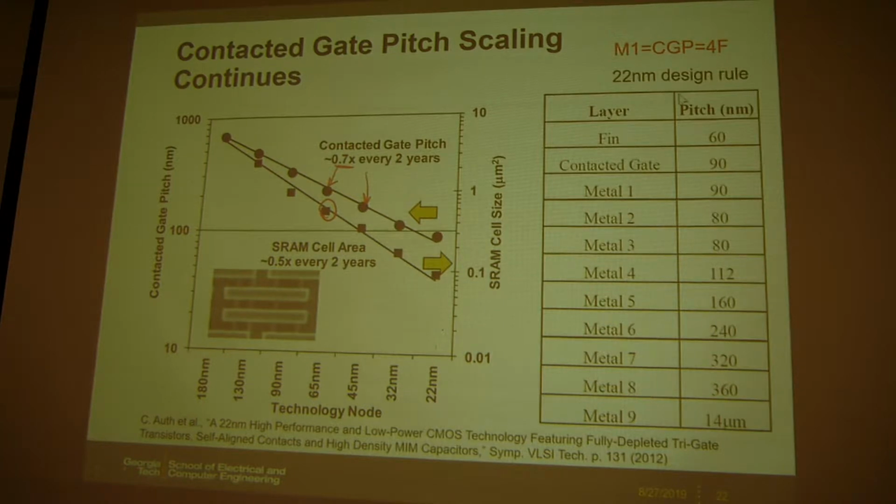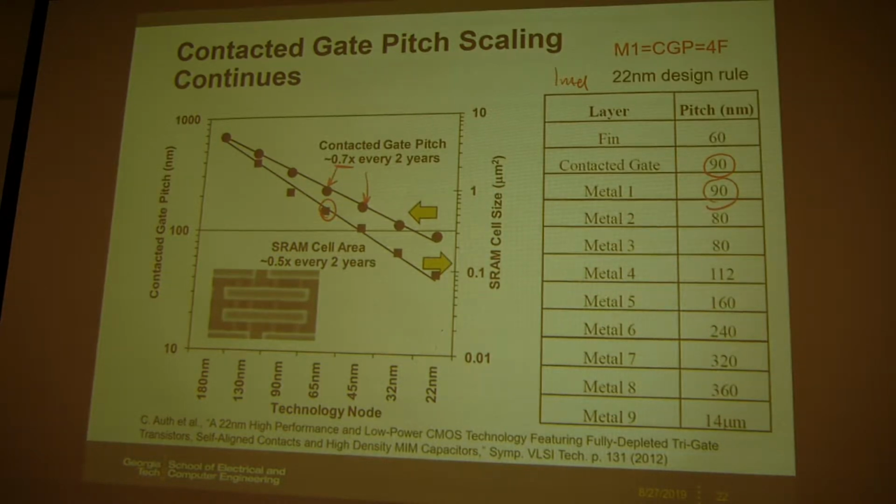This is Intel's 22 nanometer design rule. And this is a FinFET technology. So it defines what is a fin pitch. We're going to discuss that in more details later when we really see the FinFET layout. And the fin pitch and the contact gate pitch is like 90 nanometer. So roughly, and metal one is also 90 nanometer.